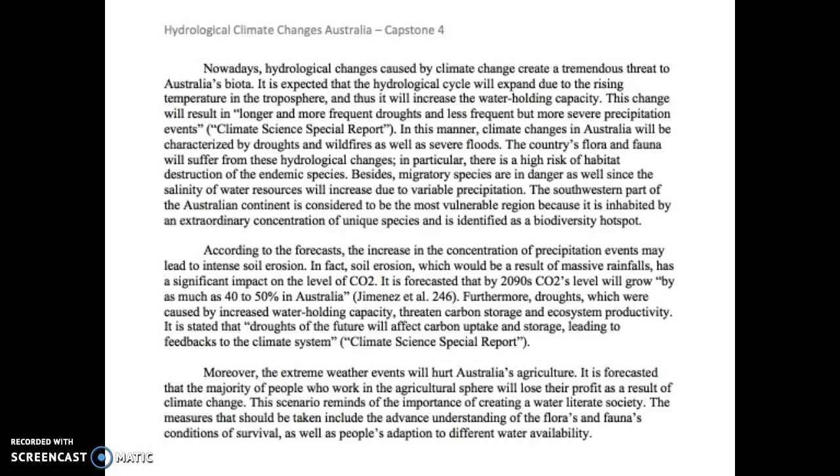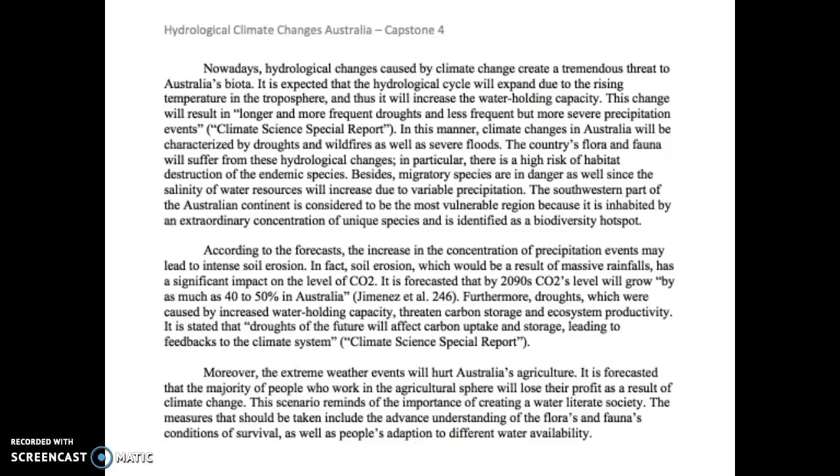This change will result in longer and more frequent droughts and less frequent but more severe precipitation events. In this manner, climate changes in Australia will be characterized by droughts and wildfires as well as severe floods. The country's flora and fauna will suffer from these hydrological changes. In particular, there is a high risk of habitat destruction of an endemic species.